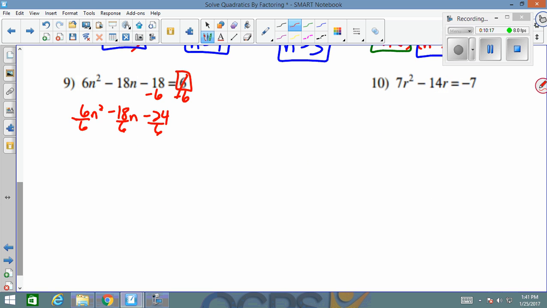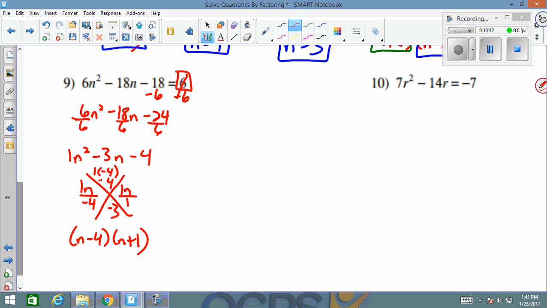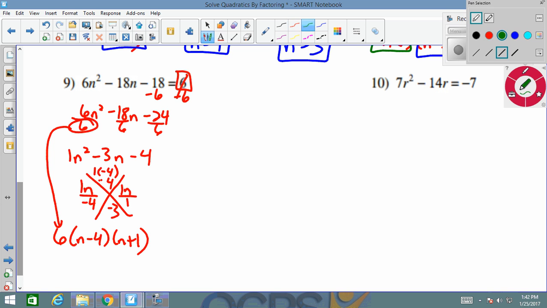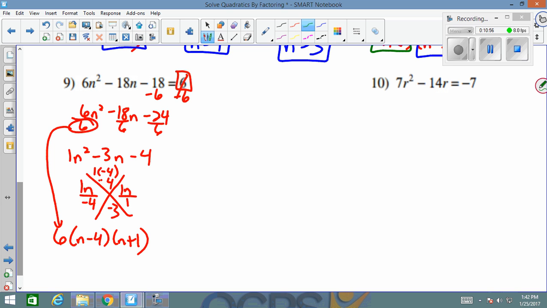And I get n squared minus 3n minus 4. Makes your numbers a lot easier to work with. Okay? So again, it's 1 times negative 4, which is negative 4. Negative 3 on top. So that gives you negative 4 and 1. It's 1n, 1n. So this would be n minus 4 and n plus 1. Remember also, the number that you divided by, this 6 here, needs to come down and go in the front of your fraction. Okay? But that doesn't really change the rules. The only time it changes the rules is if there's a letter there, but there isn't.